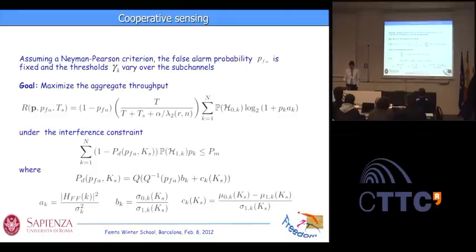Then, if we have this constraint on the false alarm rate, it is not useful to have different false alarm rates over different subchannels. So we assume that the false alarm rate is the same over all the frequency subchannels. But of course, this doesn't mean that the thresholds will be the same, because the noise power or the interference can be different over different subchannels. So the thresholds are going to be different. What is constant is only the false alarm rate, which comes from the Neyman-Pearson constraint.